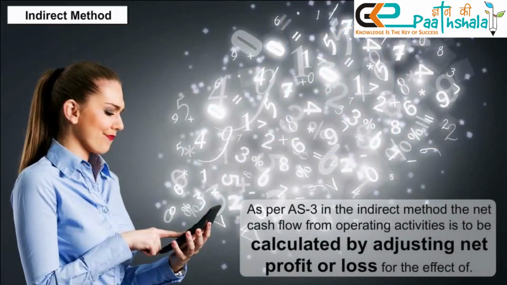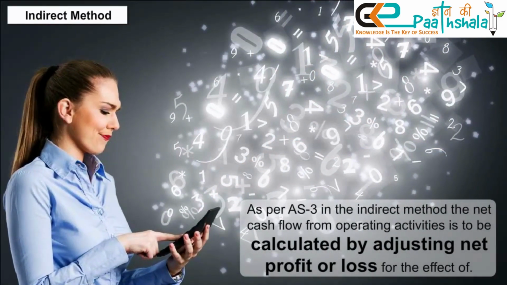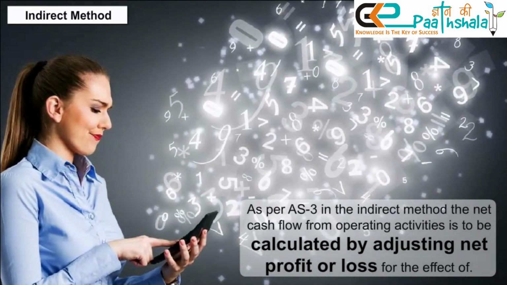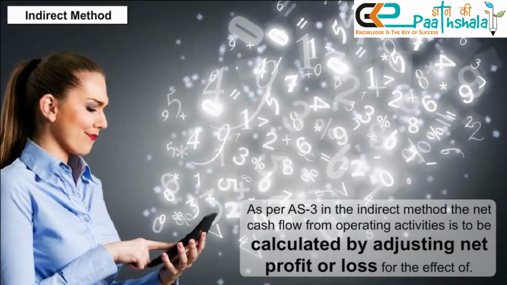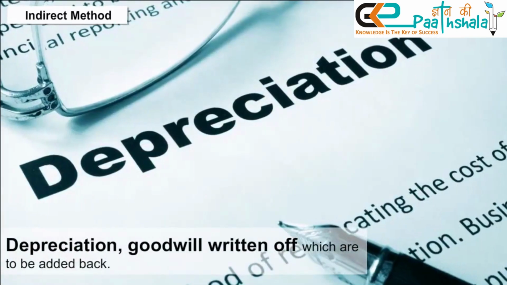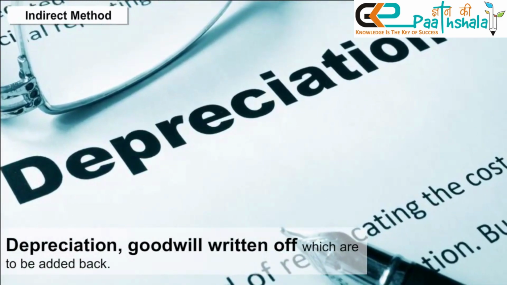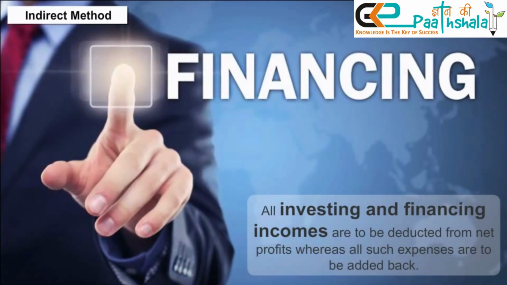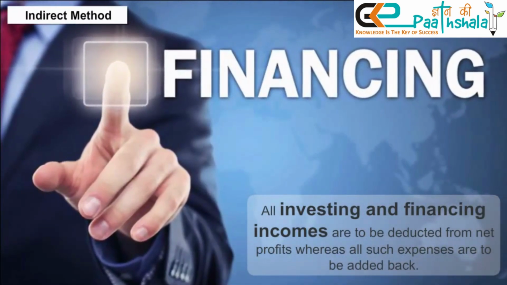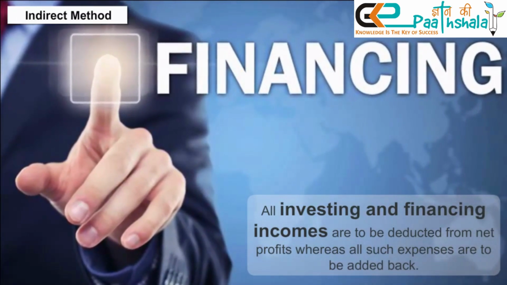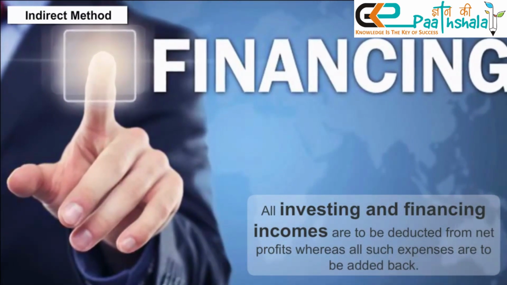As per AS3, in the indirect method, the net cash flow from operating activities is to be calculated by adjusting net profit or loss for the effect of depreciation and goodwill written off, which are to be added back. All investing and financing incomes are to be deducted from net profits, whereas all such expenses are to be added back.